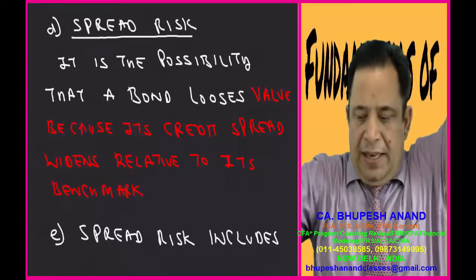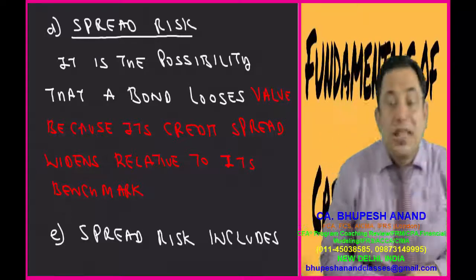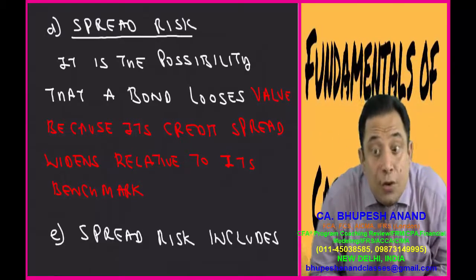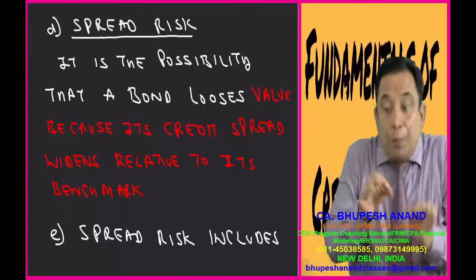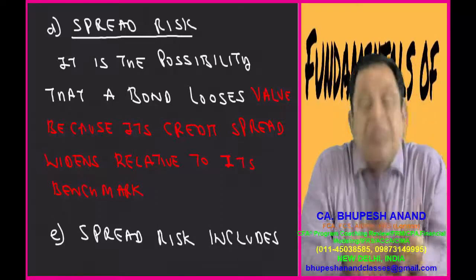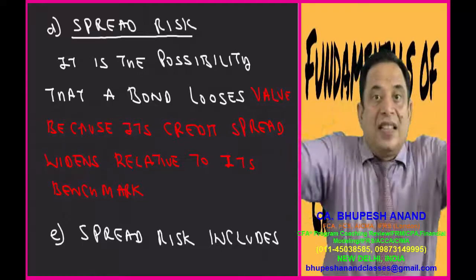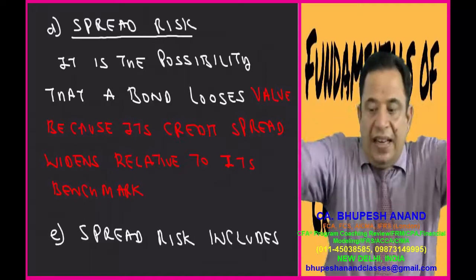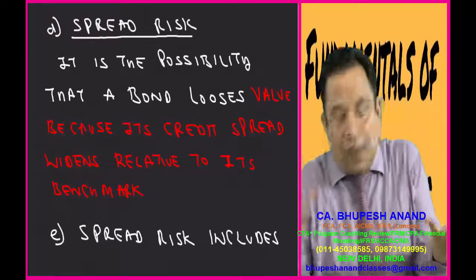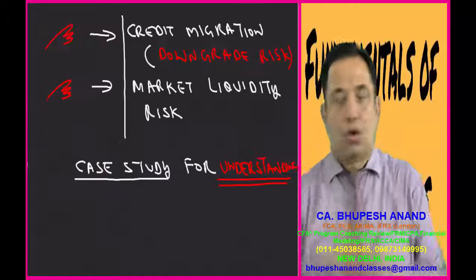It is a possibility that a bond loses value because its credit spread widens in relation to the benchmark. So spread risk includes 2 points.